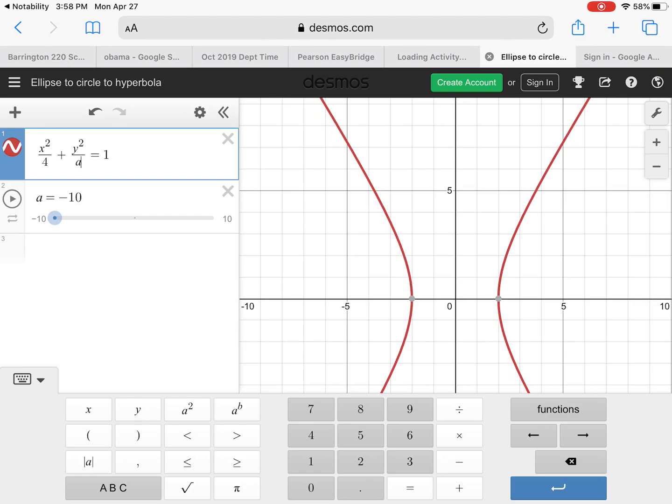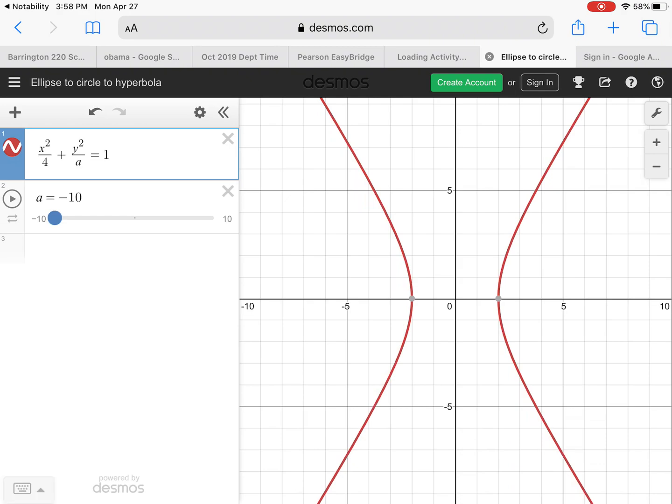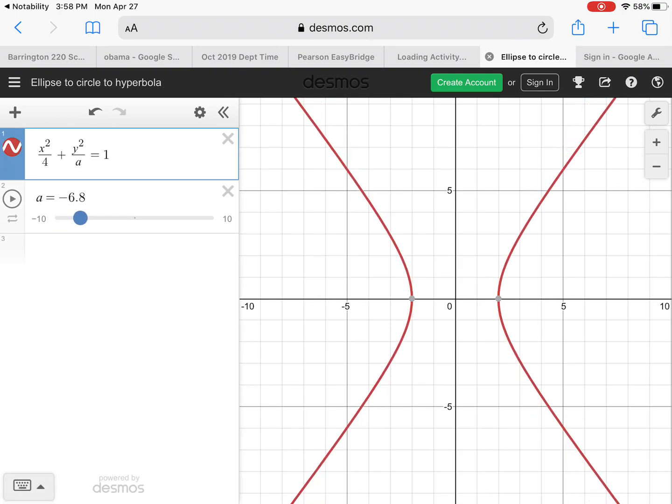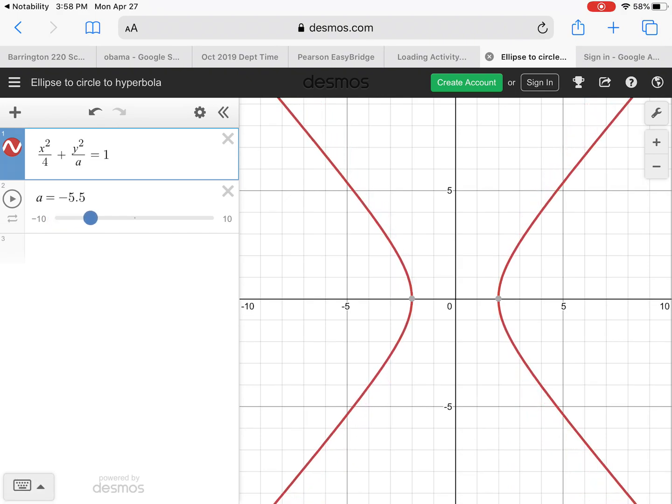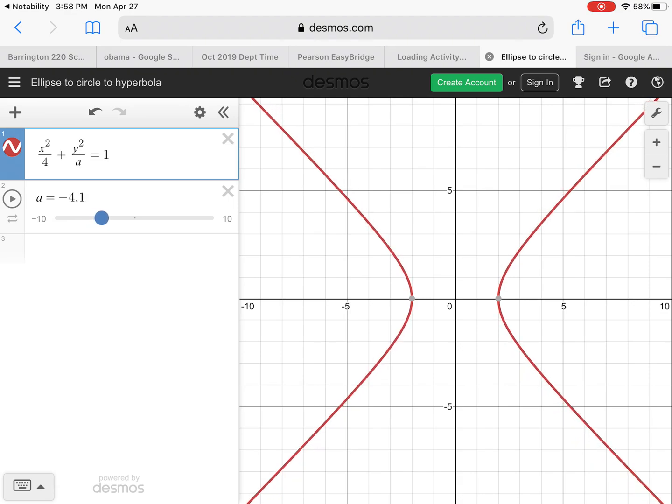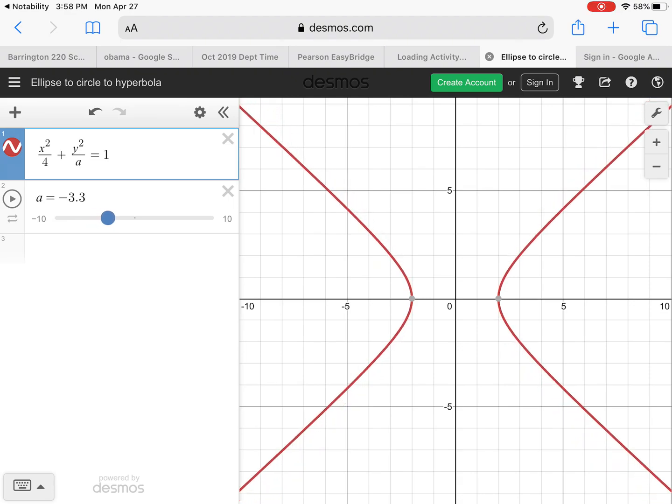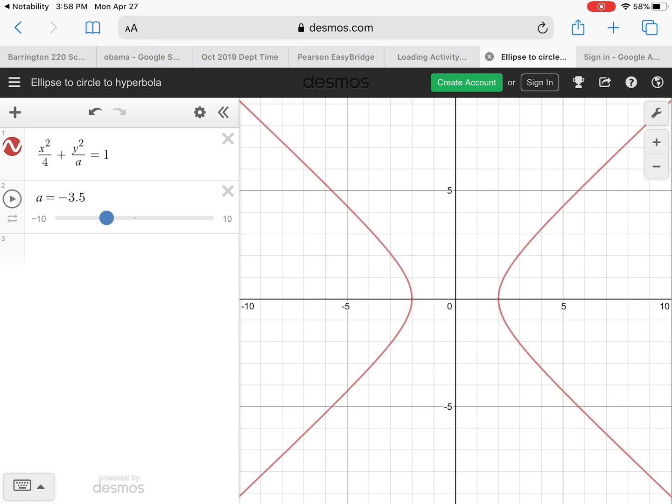So we're going to start moving that a value around. Right now, I want you to notice that that a value is negative 10. And as I move it, you'll still see that that a value remains negative. And we can see the graph is getting a little bit more narrow as that a value approaches 0. The key is, though, that the a value right now is negative.